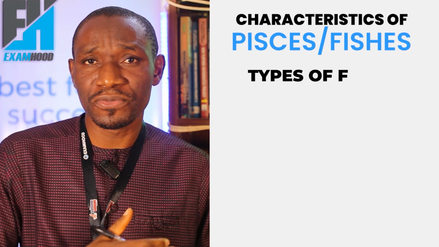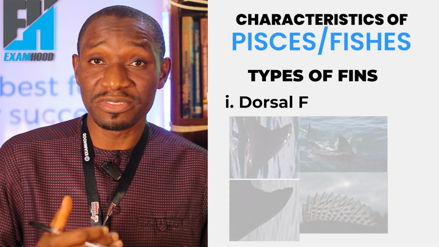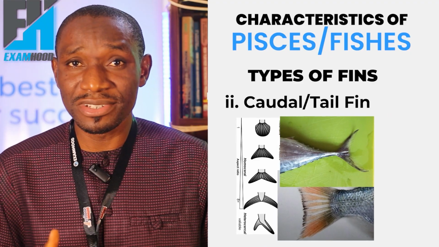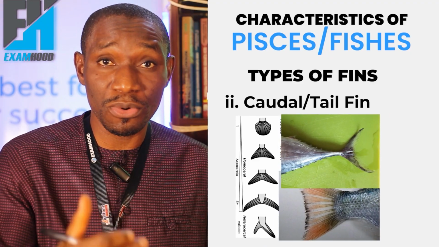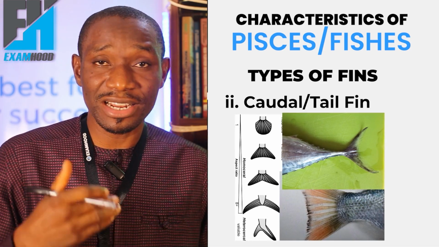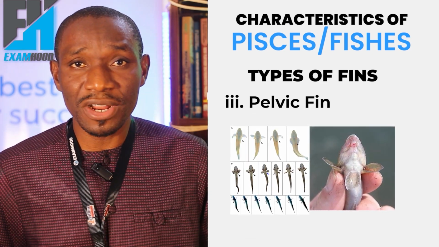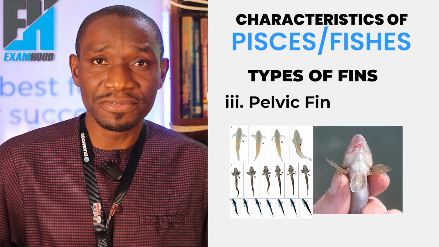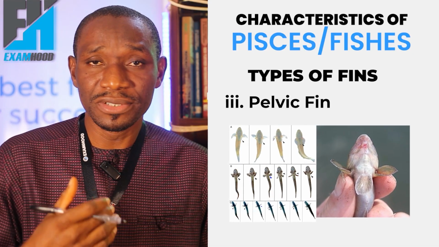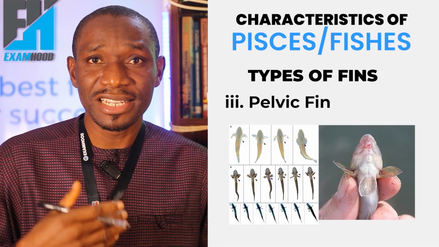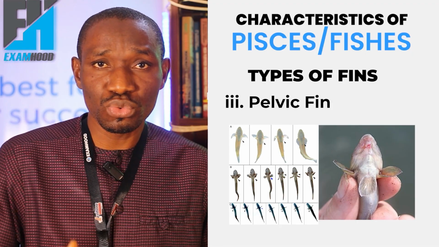They have different types of fins, such as the dorsal fin that is found on the back side of the fish, the caudal fin or the tail fin that propels the fish forward when it is swimming inside water. Then we have the pelvic fins and the pectoral fins that are found at the ventral side of the fish. So the function of the fins is that they enable the fish to swim inside water.